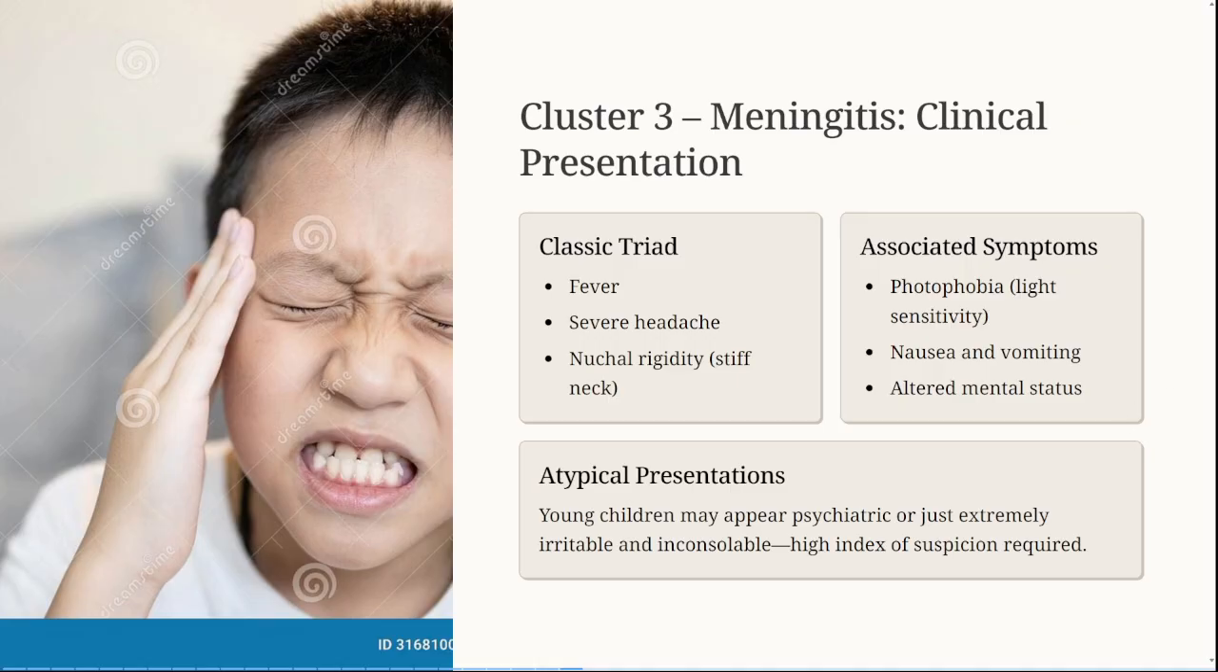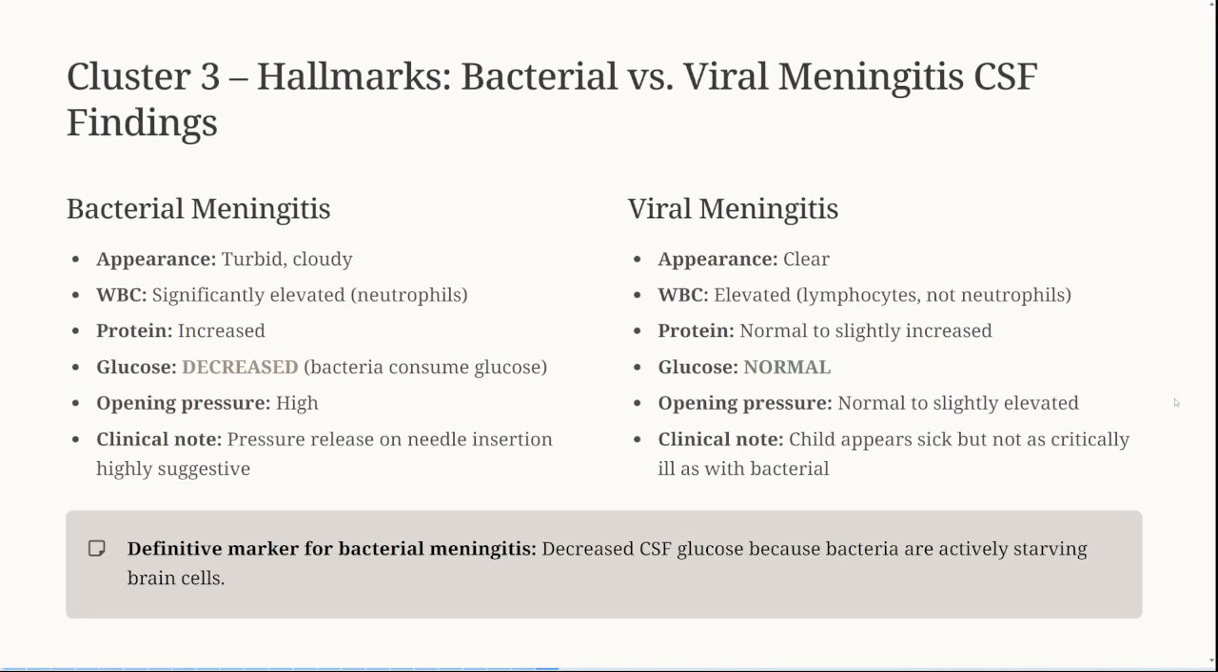Right, and bacterial meningitis is the lethal enemy here, especially for infants. So if it's bacterial, what are we seeing in that CSF? The findings are very distinct. The fluid itself will look turbid or cloudy. You'll see significantly elevated white blood cells, specifically neutrophils.